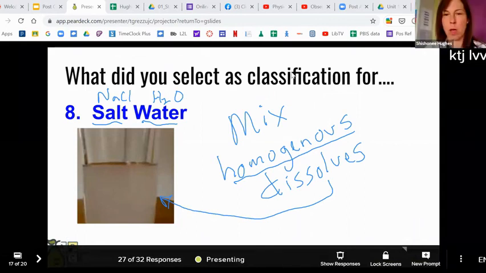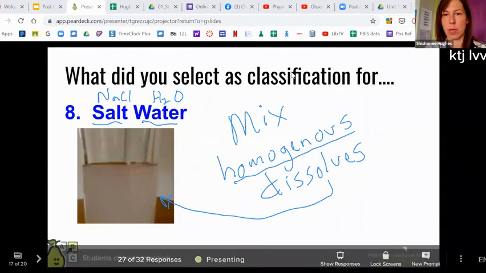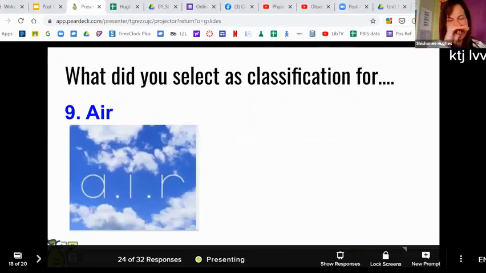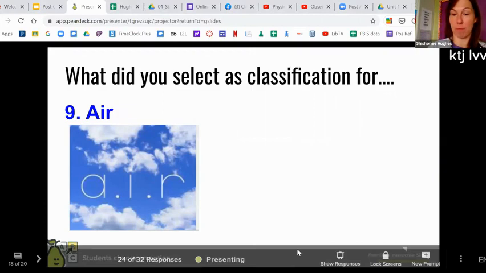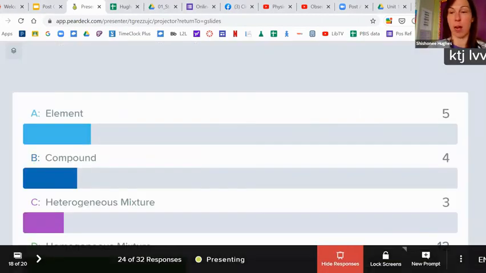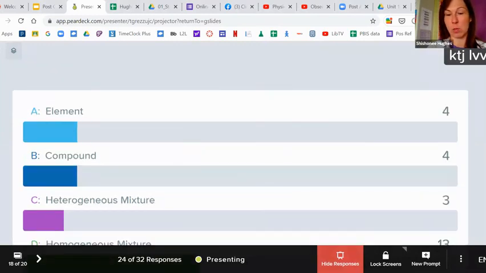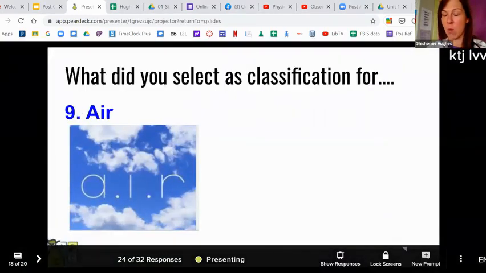All right, a couple more here, you guys, and then we'll be done with all of this. 2 more. Air is tough. In the chat right now, type what is in air. What are the things that are in air? Because as you look from your responses, we have a lot of different ideas. Element, compound, heterogeneous mixture, homogeneous mixture. In the chat, what is in air? All the things.